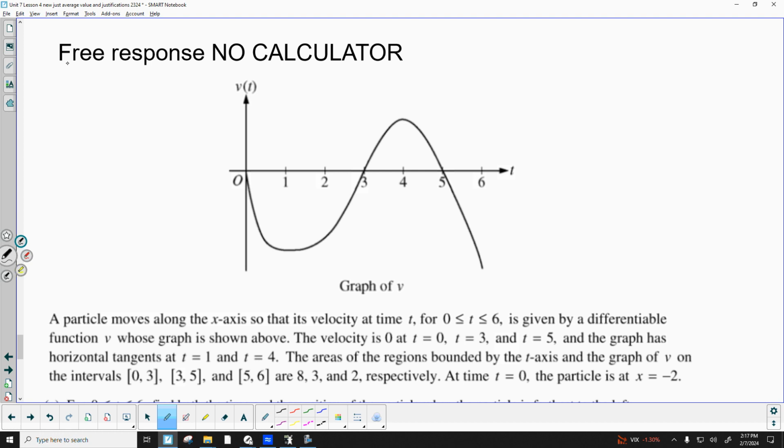Here's your key to free response, particularly free response justification. The first thing is less is more. What do I mean by that? A lot of students, when told to explain or justify an answer, will write a paragraph worth of information.